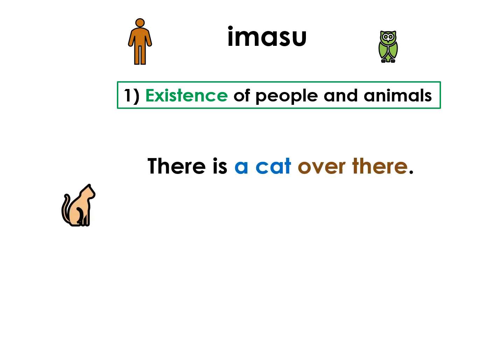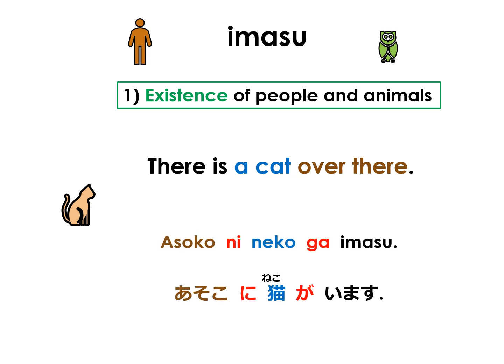To say there is a cat over there, in Japanese that is, asoko ni neko ga imasu. Asoko, or the location over there, is typically said first, followed by the particle ni, which denotes location of a thing or person. Then it is followed by what exists, which is the cat, then the subject particle ga, and then the verb imasu. Asoko ni neko ga imasu.